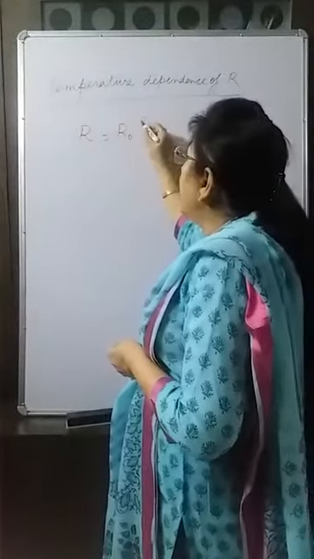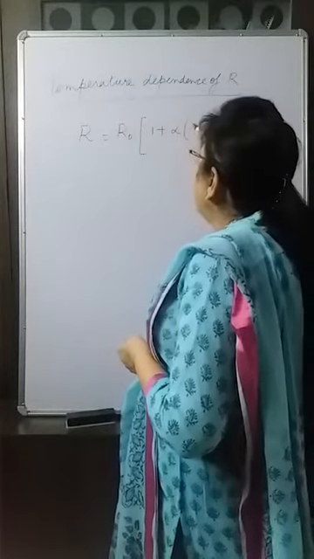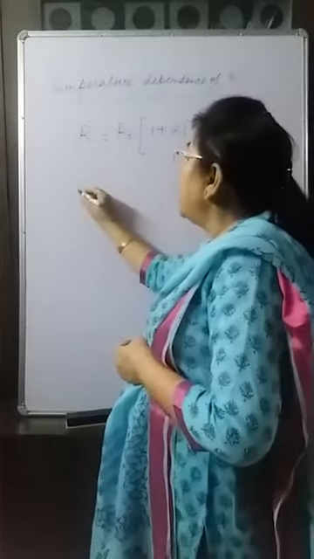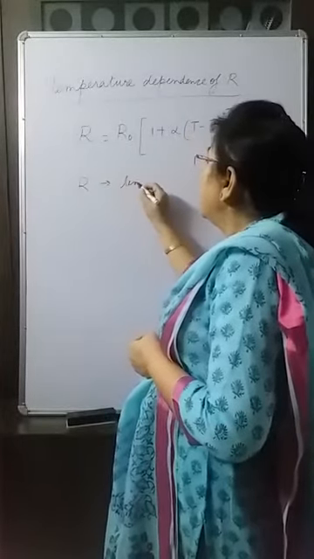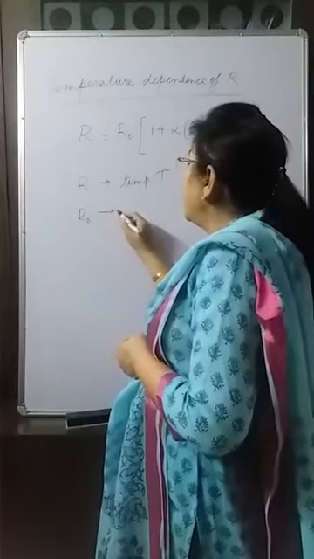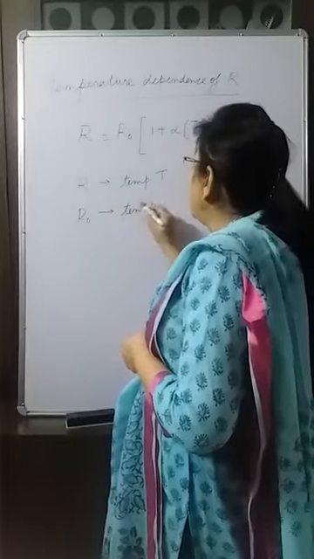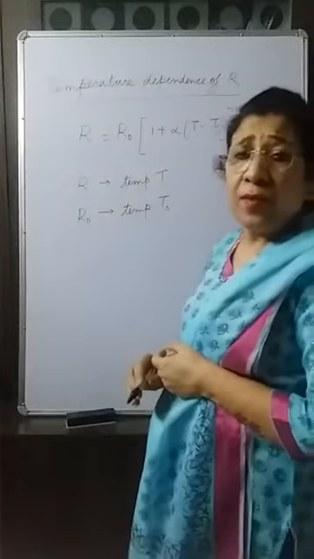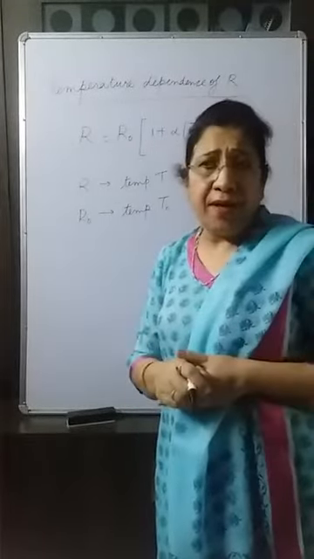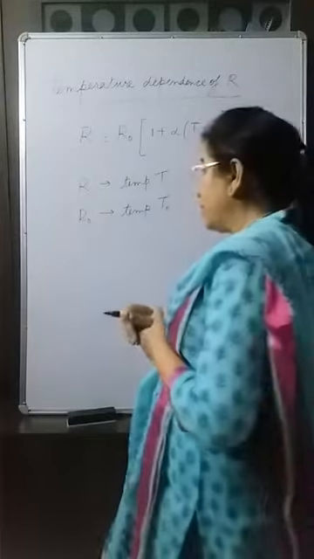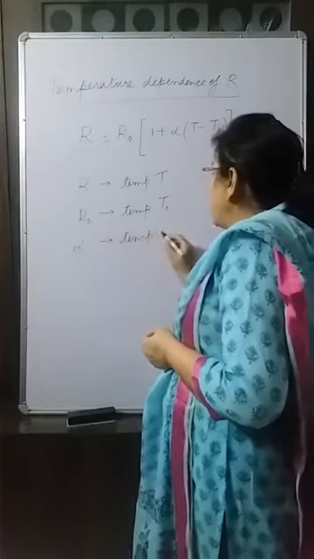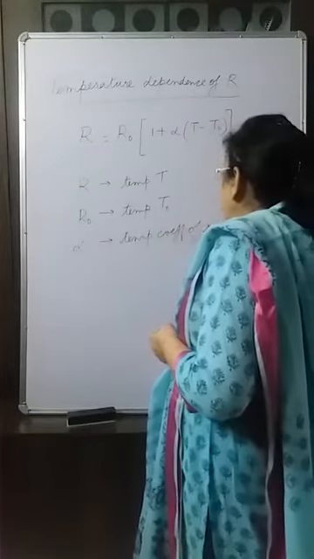R0 (1 plus alpha (T minus T naught)). Now what is R here? R is the resistance at temperature T. R0 is the resistance at temperature T naught, which is some reference temperature lower than T. We can take it around 20 degrees Celsius or sometimes 0 degrees Celsius also. And this alpha is called the temperature coefficient of resistance.